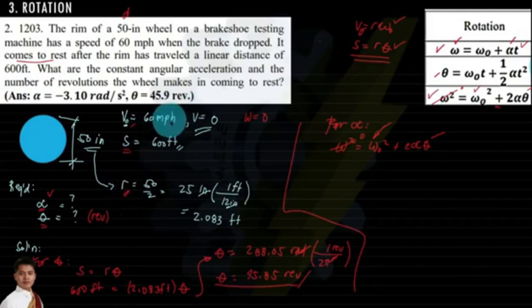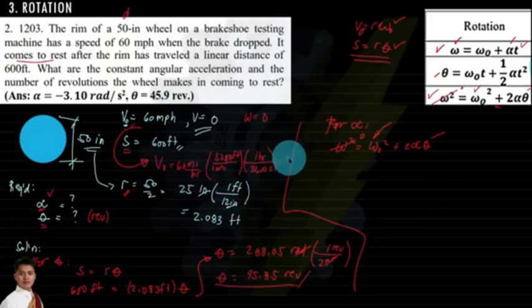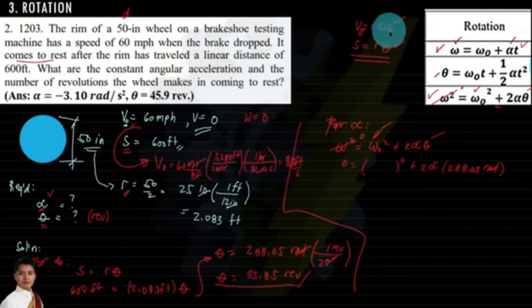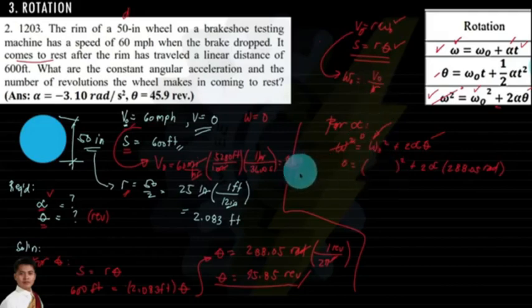Since the given is in miles per hour, we need to convert this into feet per second to make our units consistent. So let us convert this 60 miles per hour. So this is 88 feet per second. We can now use this 88 feet per second to solve for omega sub o. Or we can simply substitute omega sub o, which is V sub o over R, into our equation, wherein V sub o is equal to 88 feet per second and R is equal to 25 inches or 2.083 feet.